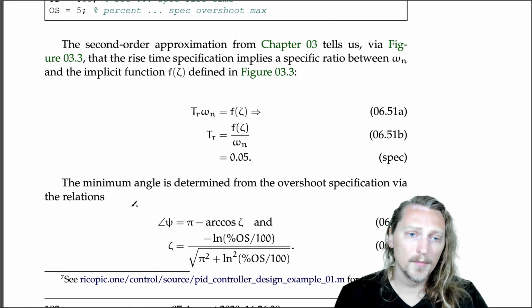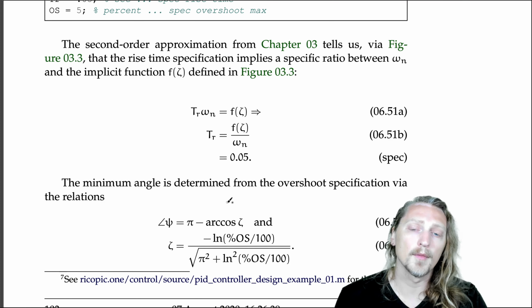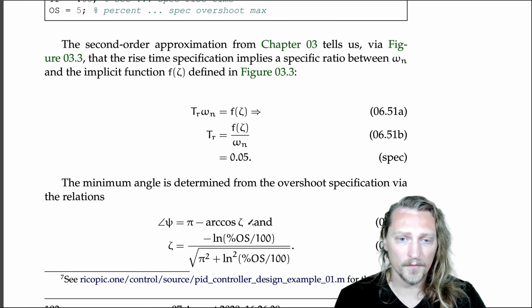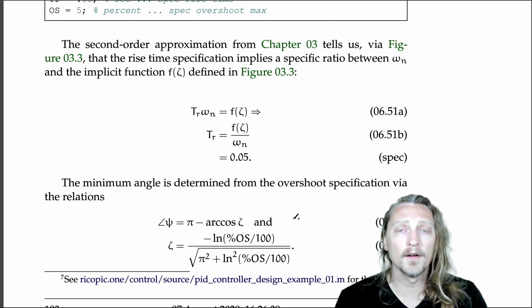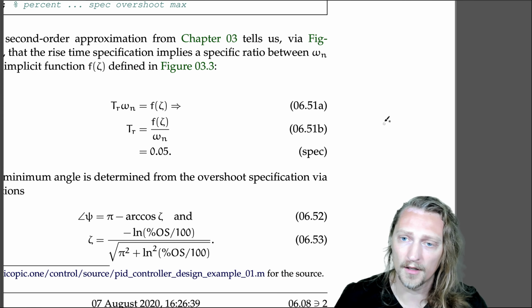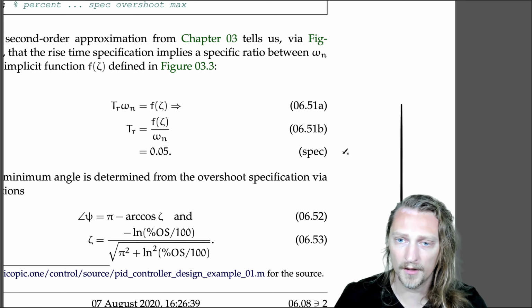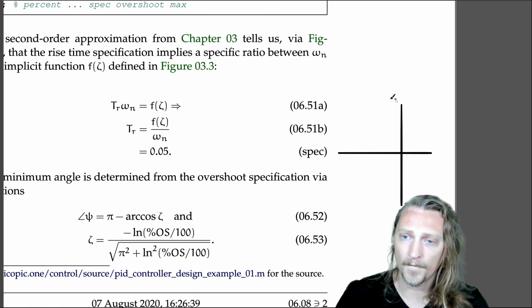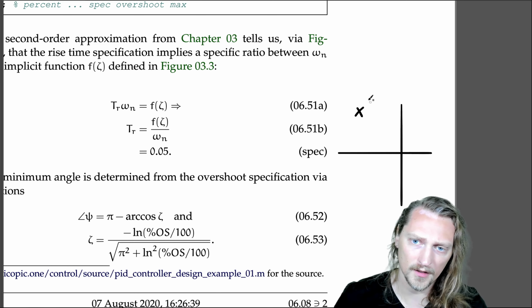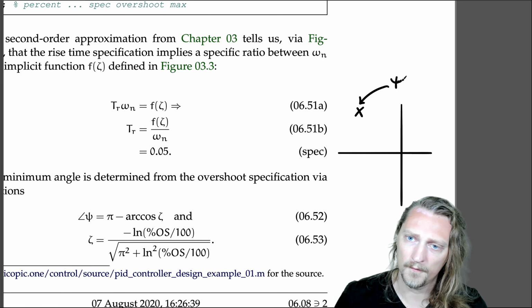Now, the minimum angle is determined from the overshoot specification via the relations given in these two equations. So the angle of the design point, so the picture we're imagining here is that we've got the S-plane and we've got a specific design point, psi, okay?